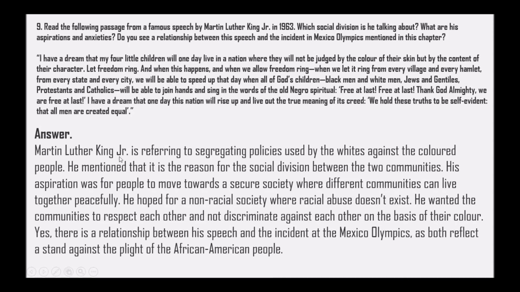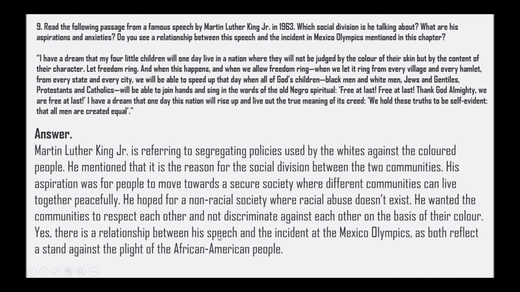So the answer is, Martin Luther King is referring to segregation policies used by the whites against the colored people. He mentioned that it is the reason for the social division between the two communities. His aspiration was for people to move towards a secure society where different communities can live together peacefully. He hoped for a non-racial society where racial abuse doesn't exist. He wanted the communities to respect each other and not discriminate against each other on the basis of their color.